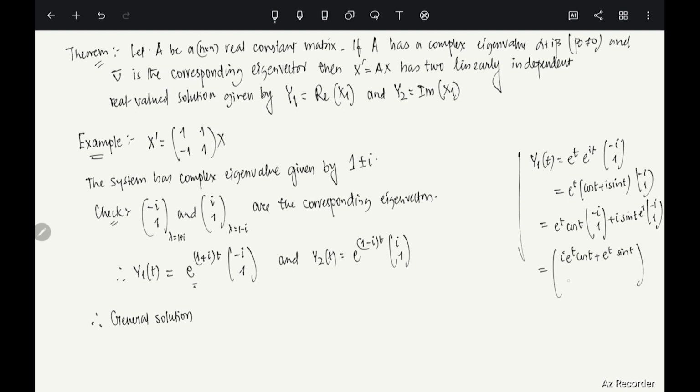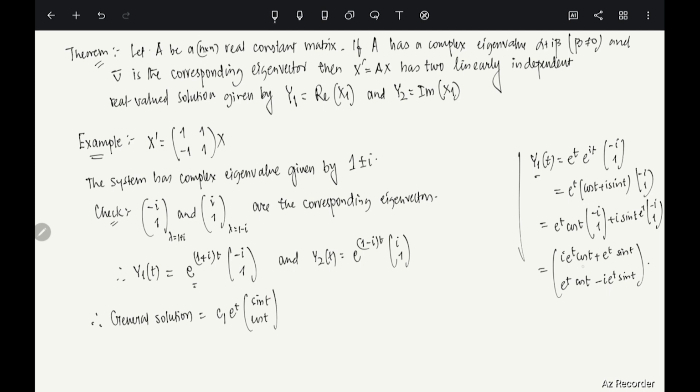Okay, and similarly e to the power t cosine t minus i e to the power t sine t. I hope the calculation is fine. Yes, please check this part. So now basically the real part of y1 and the imaginary part of y1 you just separate it out. So the general solution will look like this: c1 times e to the power t sine t and cosine t.